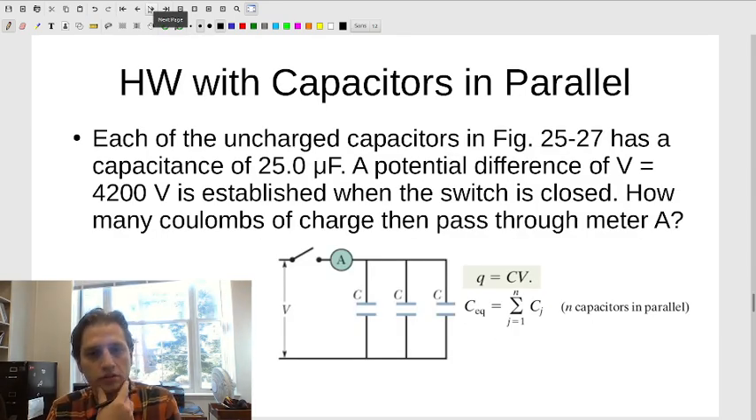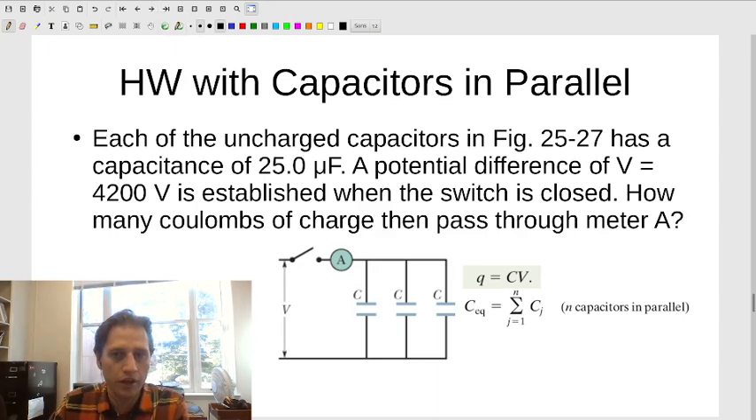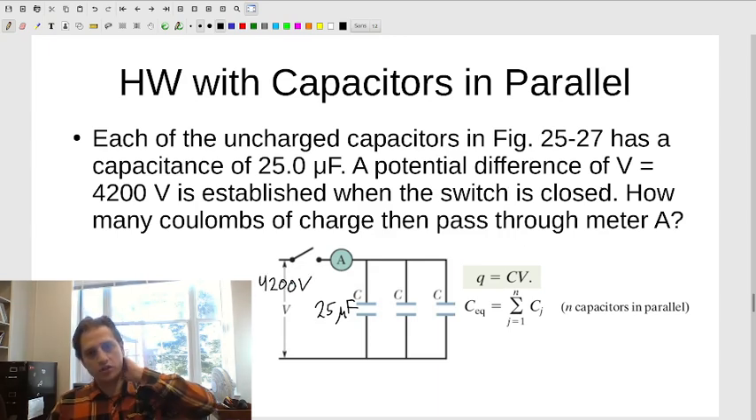Okay, so when I ask you to do this type of problem on your homework, it says each of the uncharged capacitors in figure 25.27 has a capacitance of 25 microfarads. A potential difference of 4200 volts is established. When the switch is closed, how many coulombs of charge then pass through the meter?